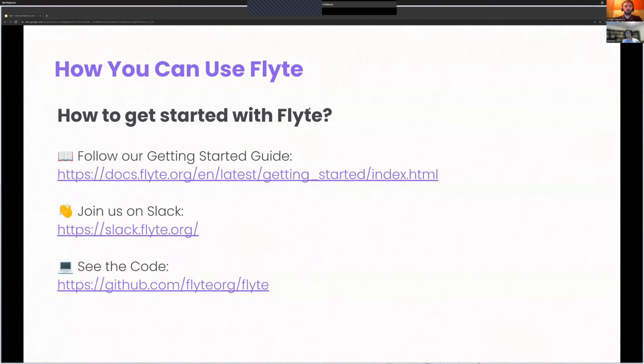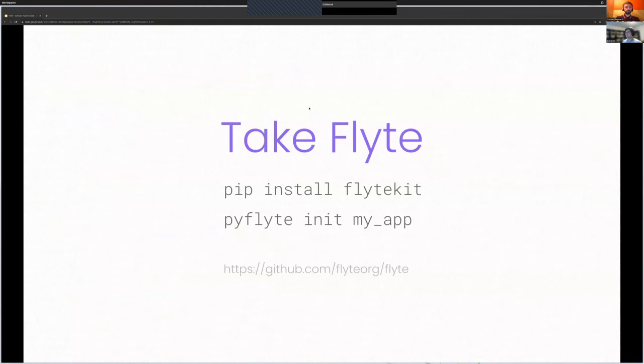How you can get started with Flyte? Please visit our website, flyte.org. Check the Getting Started guide. Join us on Slack. We are a very active community. And as I mentioned earlier, the code is all open source. You can go and check how the sausage is made, so to speak. Take Flyte. Go give it a try. Do a quick install Flyte kit, and start from there.